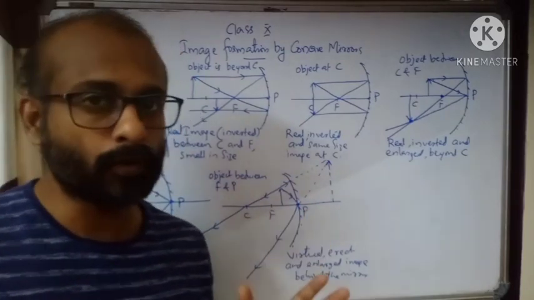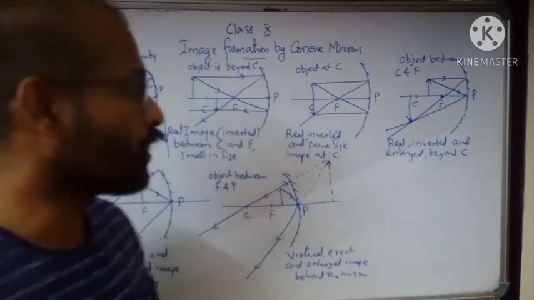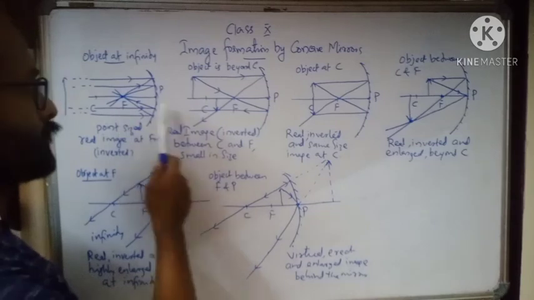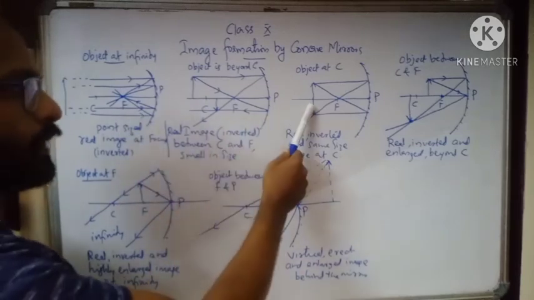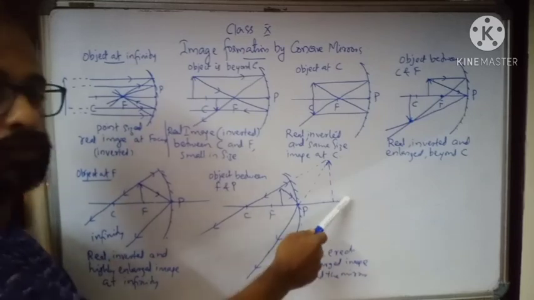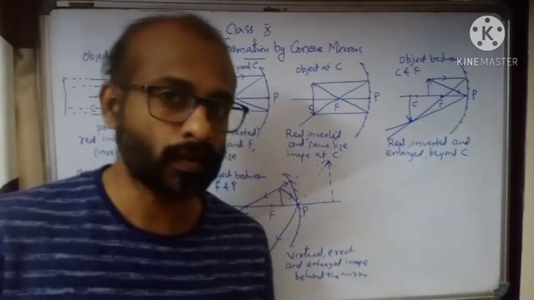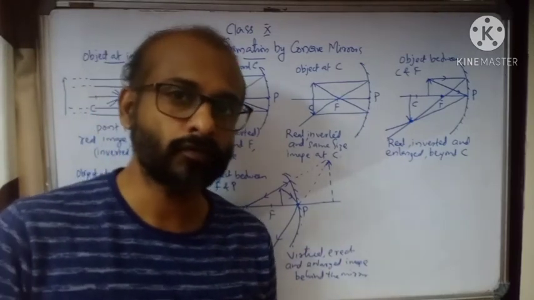Okay, so depending upon the position of the object, we will get different types of images. We can get a small image. See, here we have seen small images, same size image, enlarged images. This image is virtual image, and all other images are real images. So the concave mirror has got the ability to produce different types of images.